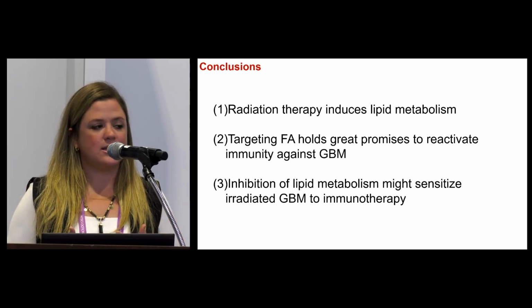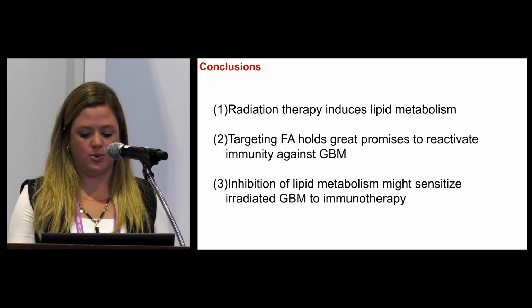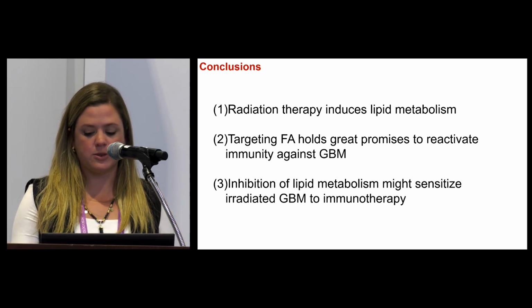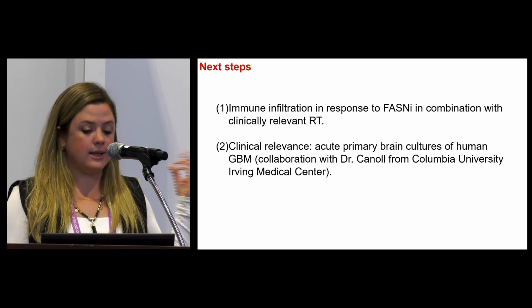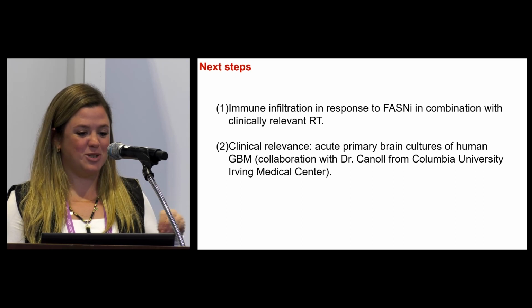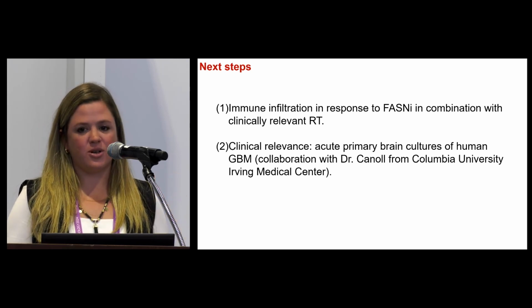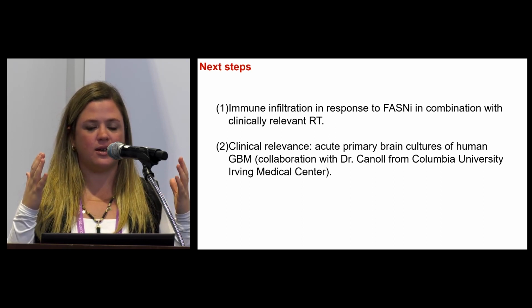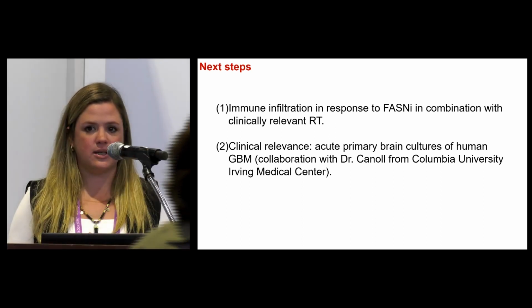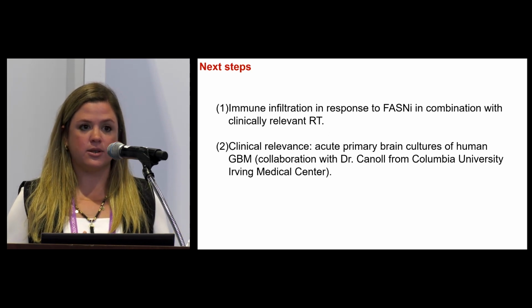So we think that these cells might be exhausted, and this is part of the work we need to do to characterize further the immune response. And as next steps, what we are doing right now, as we speak, with Canopy. And next week, we're going to send them the samples of these mice treated with 6 gray times 5 and FASN inhibitor systemically. And we are going to look at the immune infiltrate in this context.